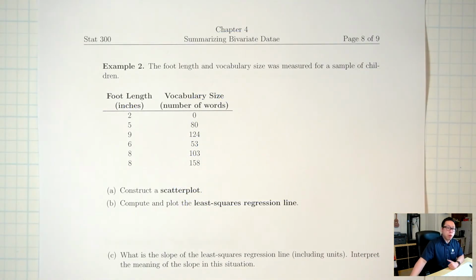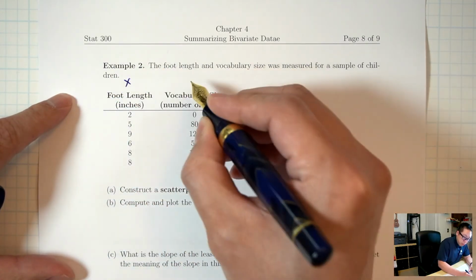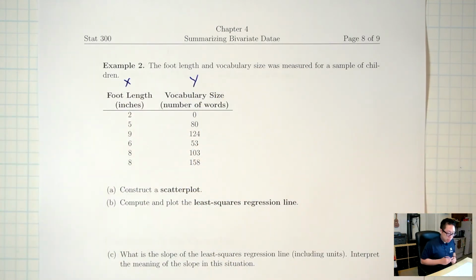Let's do an example all the way through. Example 2. The foot length and vocabulary size was measured for a sample of children. First column is our x, second column is our y. Part A, construct a scatter plot.